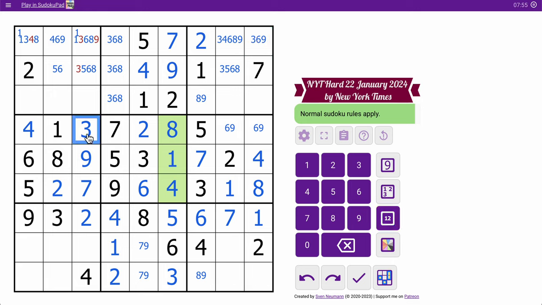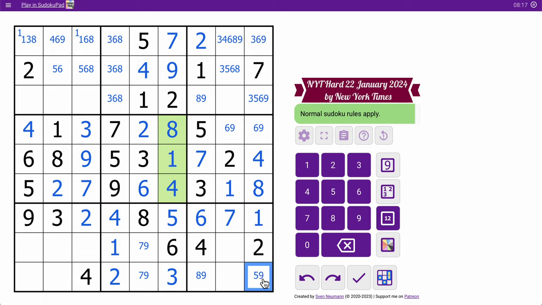Let's see what I can clean up here. These are not 3. That's not 9 because it's placed in the column. That's not 4 for the same reason. Okay, 1, 2, 4, 7, 8. I need 3, 5, 6, and 9. Nothing is ruled out of there yet.